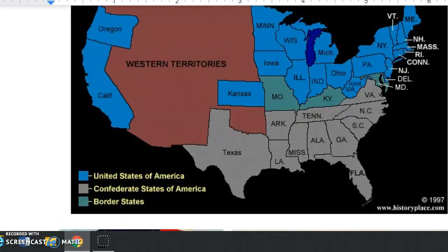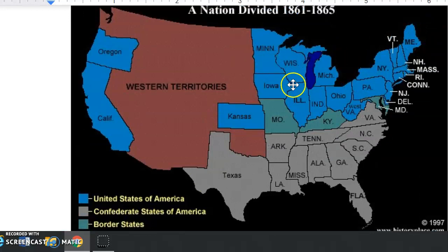On this map, it shows you the states that are in blue. Those are your United States or your Union. The ones that are in gray are the southern states that seceded. Those are called your Confederate States of America. Since the South seceded, they are now their own country. And with that being said, they have to elect their own president. They have to redo everything to become their little country.